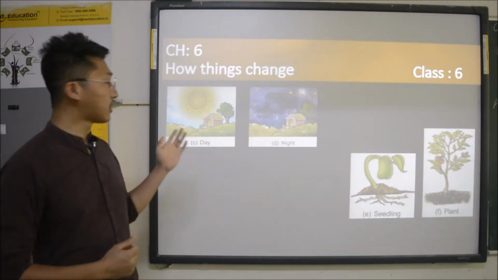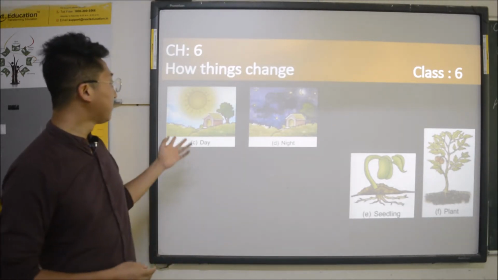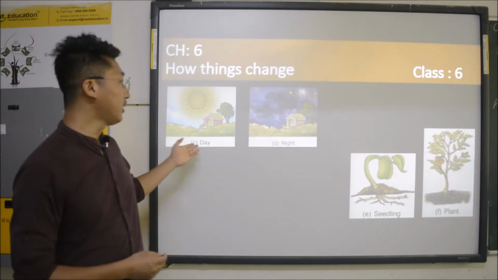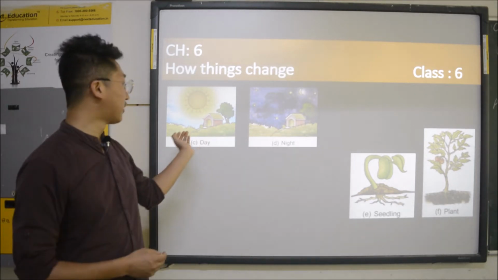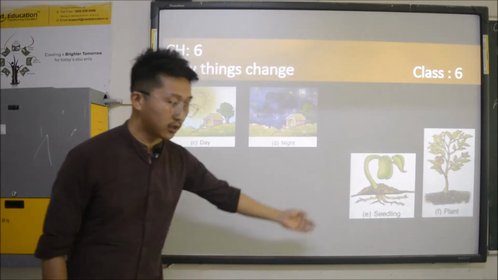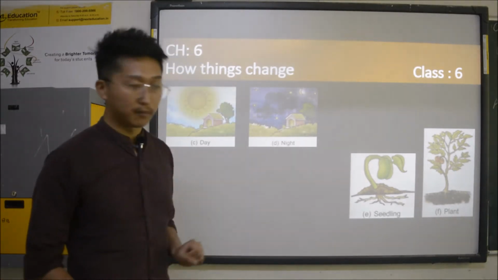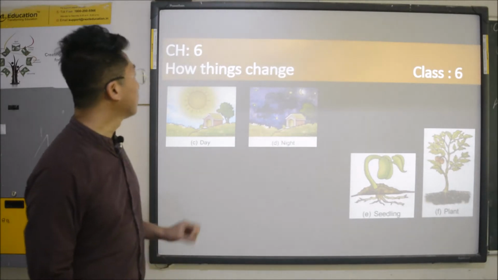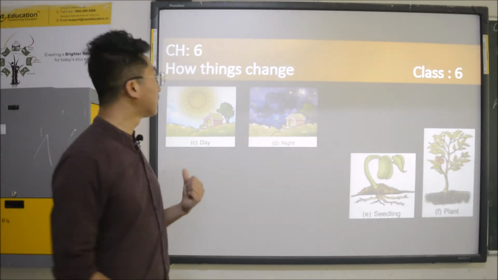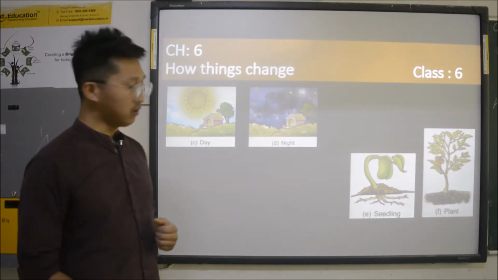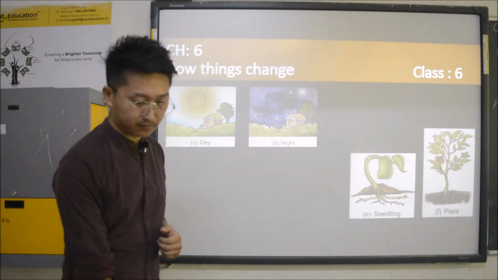You can see in the picture that there is a change going on. From day to night, it has changed from day to night. In the next picture you can see a seedling. A small seedling has changed into a bigger plant. So we'll study in this chapter how the changes are going on or how things change.